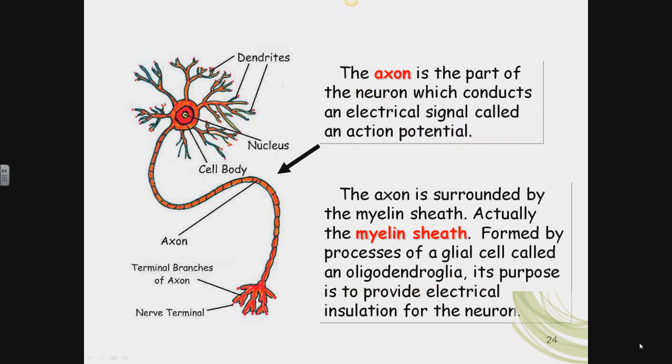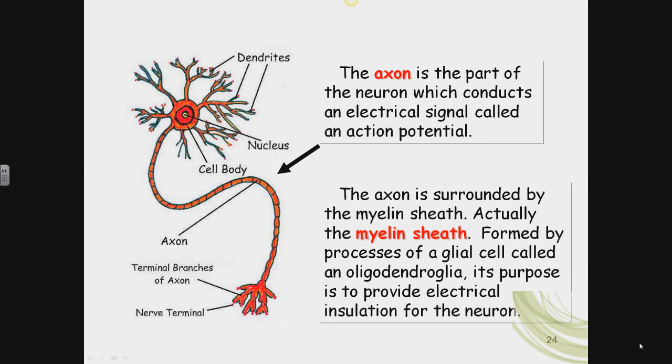The axon is an extension of the neuron. It's going to help conduct an electrical signal. It's an electrical current. This is called an action potential. Don't let the word bully you. Action potential simply means an electrical current.